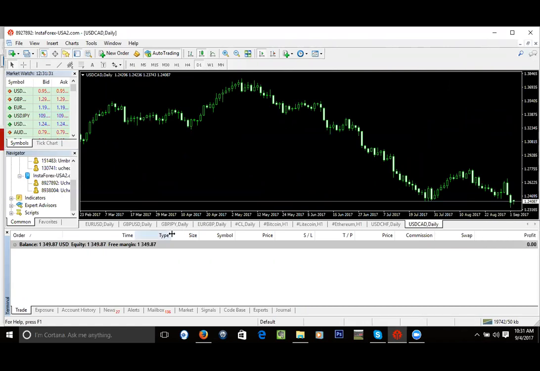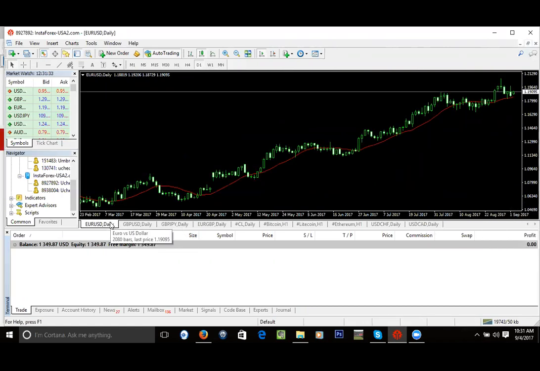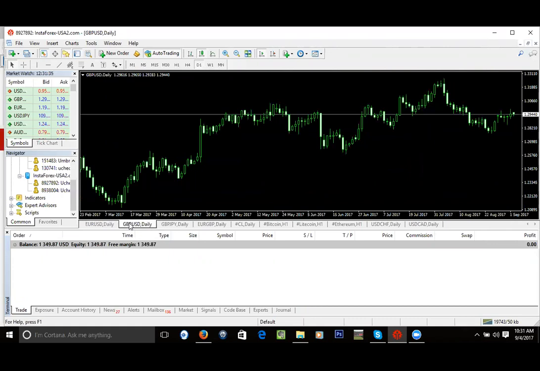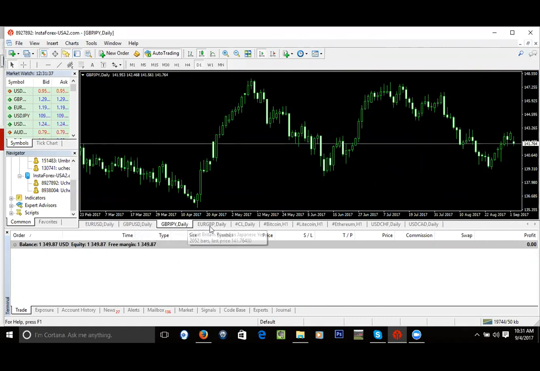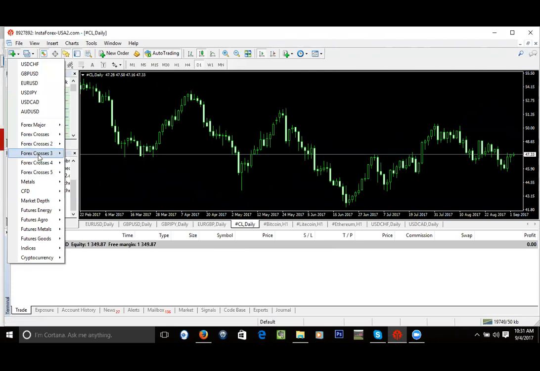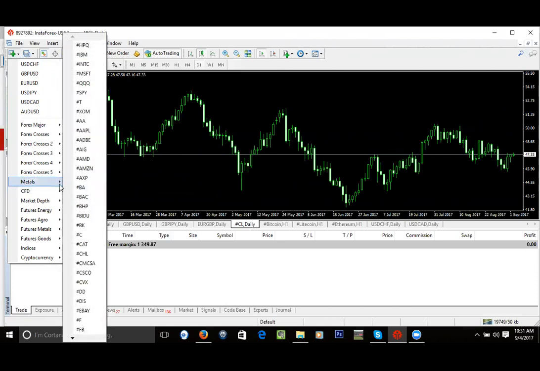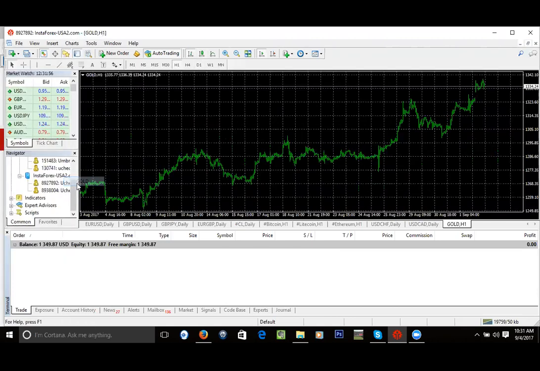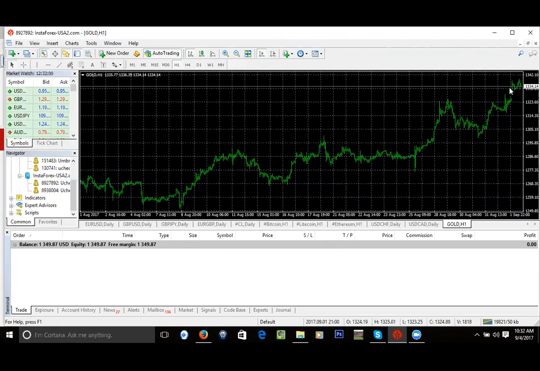This same rule is applicable to all the currencies, including Euro USD, JPP USD, JPP JPY, crude oil, commodities, gold, indices. For those of us that want to trade on gold, this is where you can get gold. When you click on this point, you click on gold, silver. When you tap on gold, the price of gold will come up.